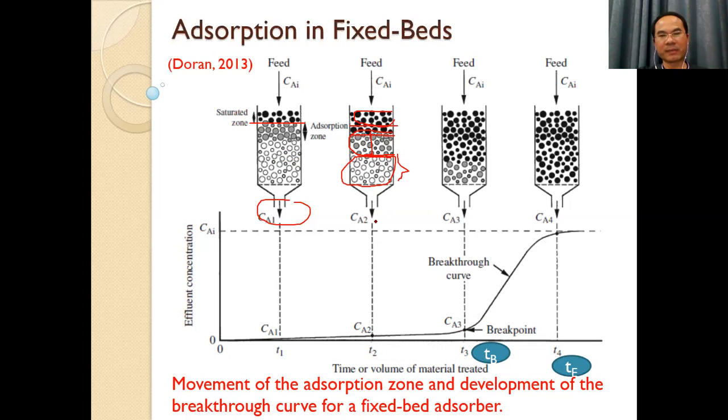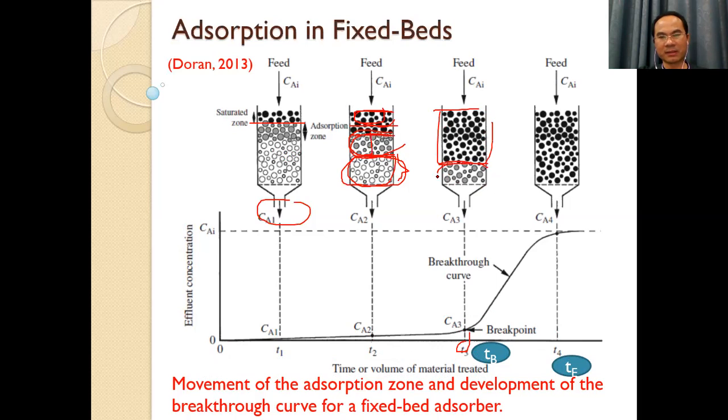CA2 also approaches zero, because the adsorbent still works. There is still empty adsorbent, there is an adsorption zone, and this is the saturation zone. If the flow continues until T3, the saturated zone increases. The saturated zone means the adsorbent already has adsorbate attached to the surface. There is only a small zone left for adsorption. This zone is saturated already.